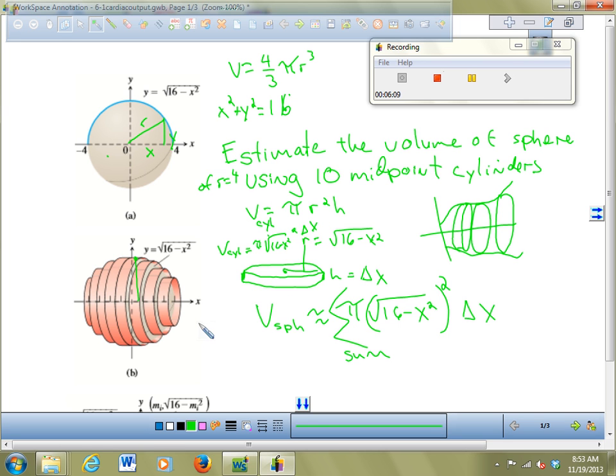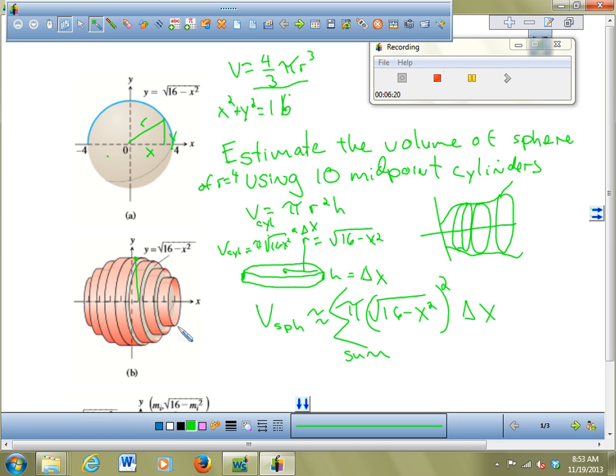Yes? Caroline? I thought the volume of the sphere was the 4/3 pi. Yeah, that's the formula. But we're going to estimate the volume of the sphere using 10 cylinders, okay? By cutting it up into 10 cylinders.